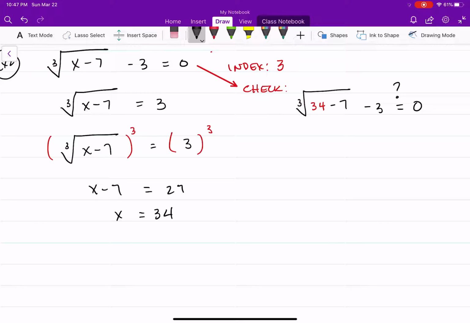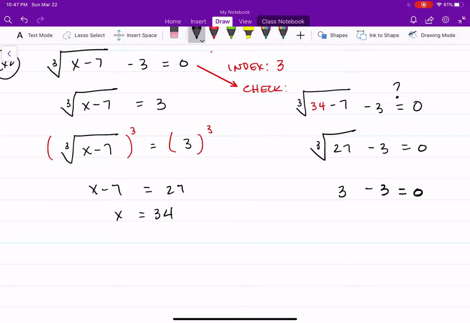Correct, it is 27. So I have the cube root of 27 minus 3 and see if that's equal to 0. What's the cube root of 27? The index is a 3, so I'm looking for 3 of a kind, a group of 3. So 3 numbers multiplied together that would give you 27, which would be 3 times 3 times 3. So the cube root of 27 is going to be 3 minus 3.